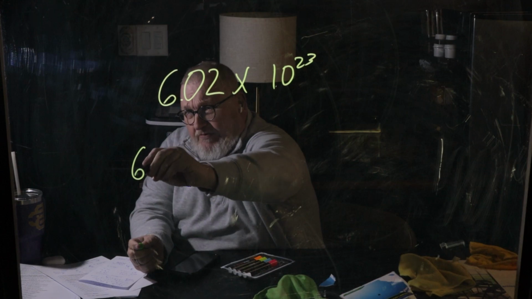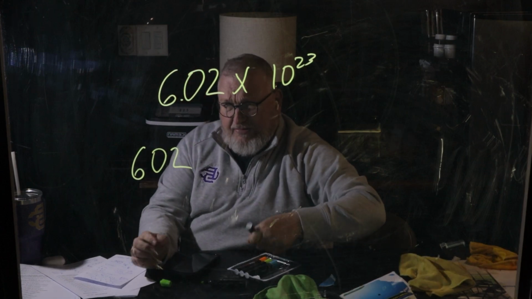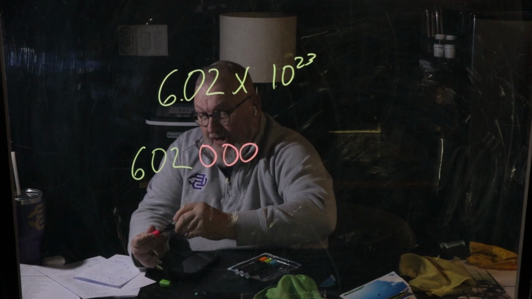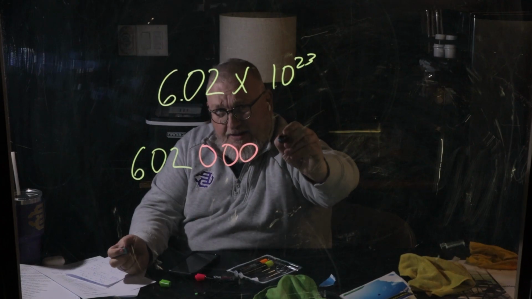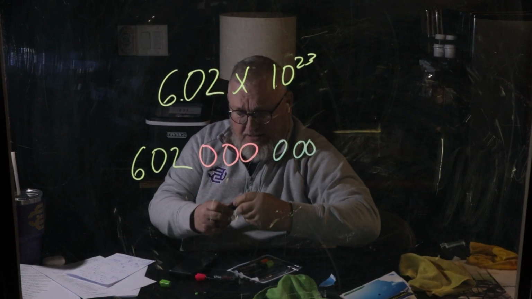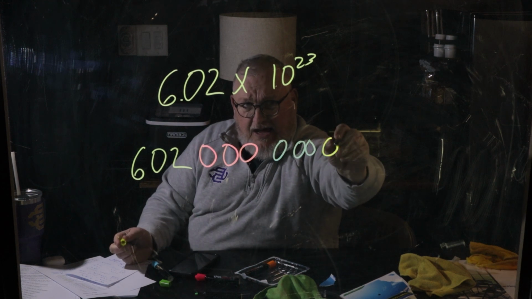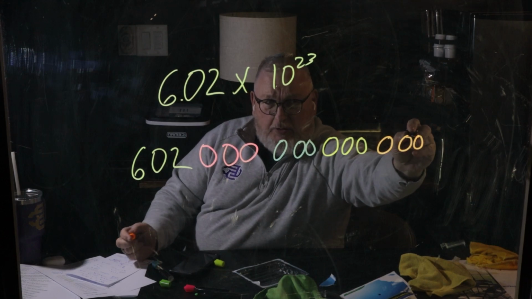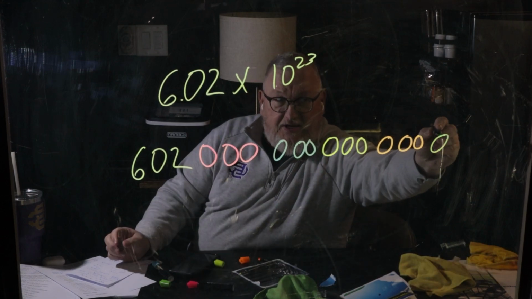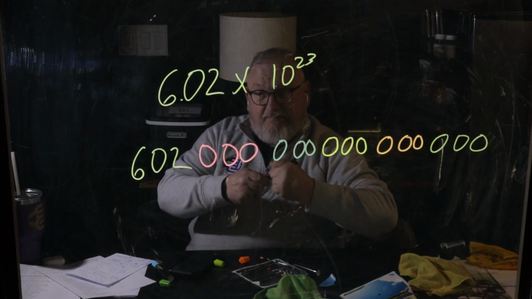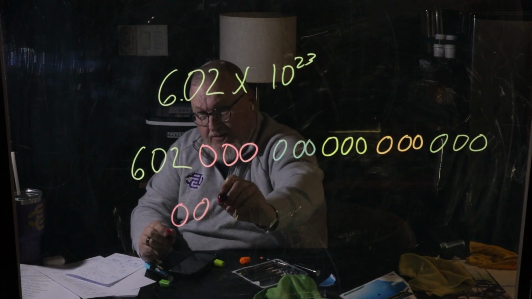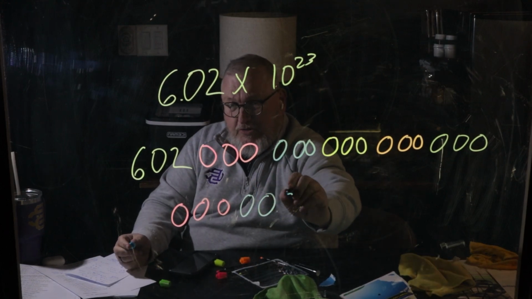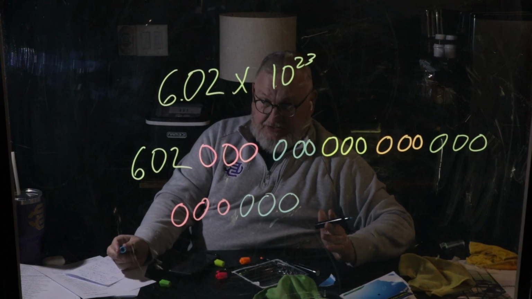Let's look at it. If I have 602, and then I put 21 zeros after it. Let's count: 1, 2, 3, 4, 5, 6, 7, 8, 9, 10, 11, 12, 13, 14, 15, 16, 17, 18, 19, 20, 21, 22, 23. That's a bunch of zeros, right?